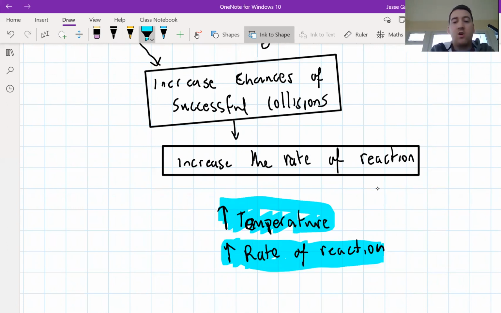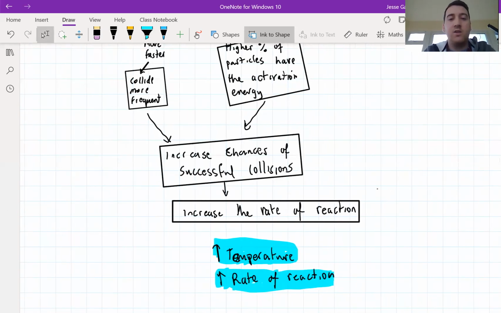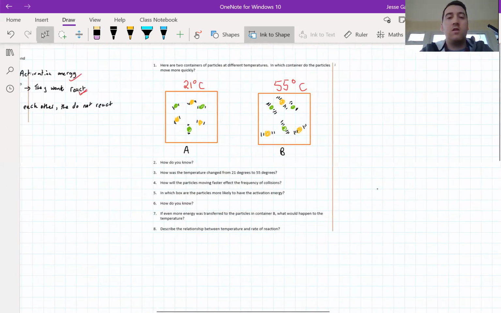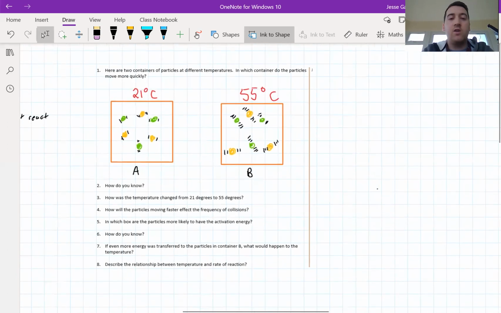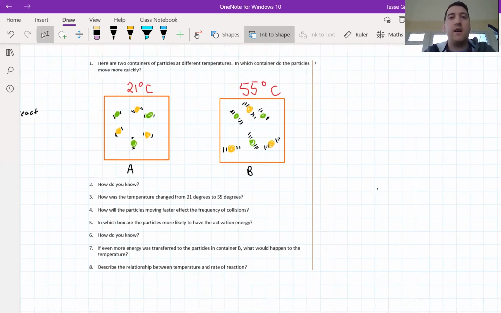So you have to be able to talk about the collisions, the energy, and how frequently the collisions happen at different temperatures. All right, ready to do some more practice questions? Let's have a look. Again, I want you to answer these questions in the copy. I want you to pause the video and play again when you're finished.